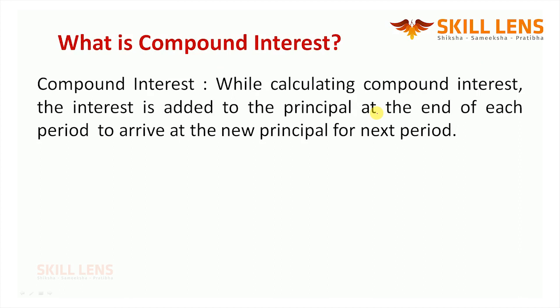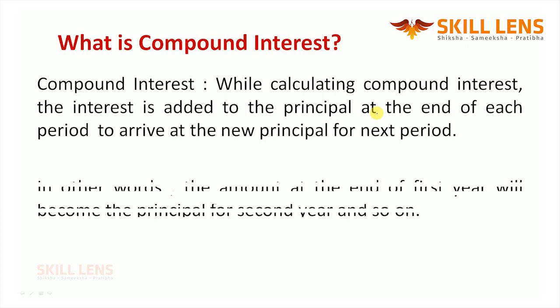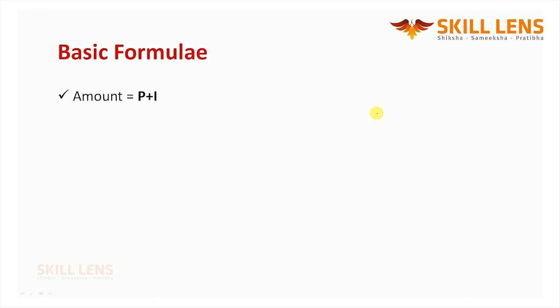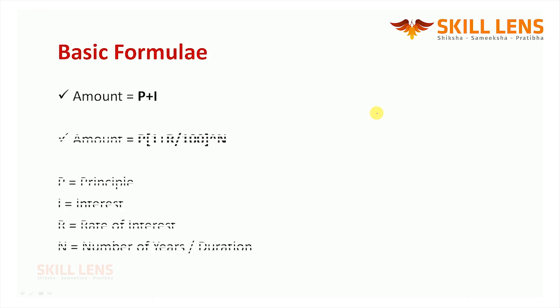While calculating the compound interest, the interest is added to the principal at the end of each period to arrive at the new principal for the next period. In other words, the amount at the end of the first year will become the principal for the second year and so on. So this is what happens every time you are calculating compound interest. What are the basic formulas? You need to understand that amount is always principal plus interest.